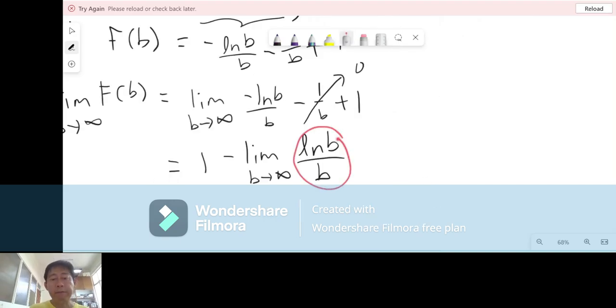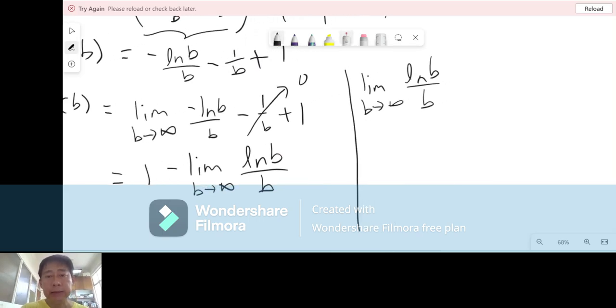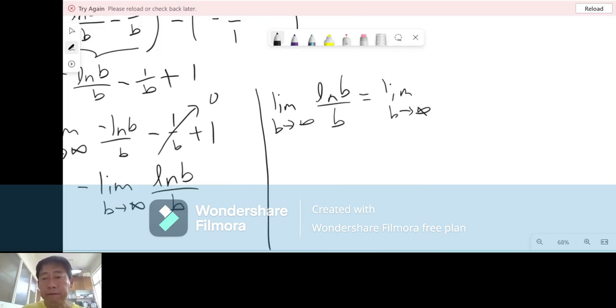The limit of ln b over b could be easily obtained by using L'Hopital's rule. L'Hopital's rule says that since both ln b and b go to infinity when b goes to infinity, this is in an indeterminate form of infinity divided by infinity. Therefore, we can apply L'Hopital's rule to equate the limit of ln b over b with the limit of the differentiation of ln b with respect to b divided by the differentiation of b with respect to b.